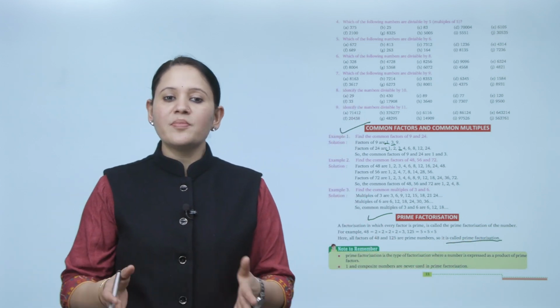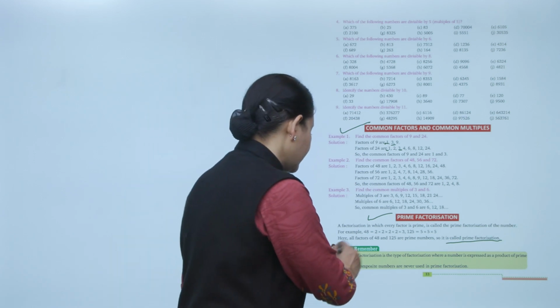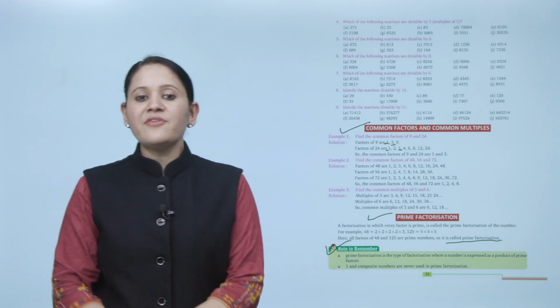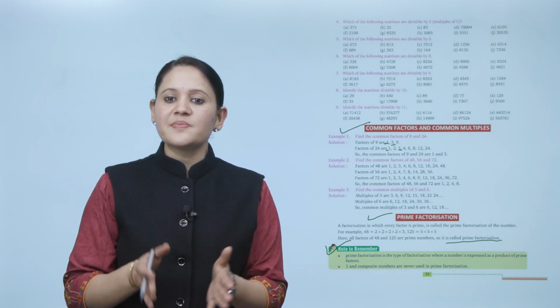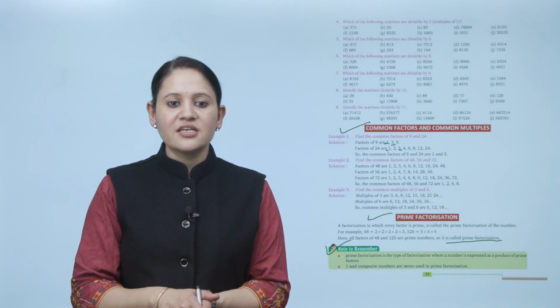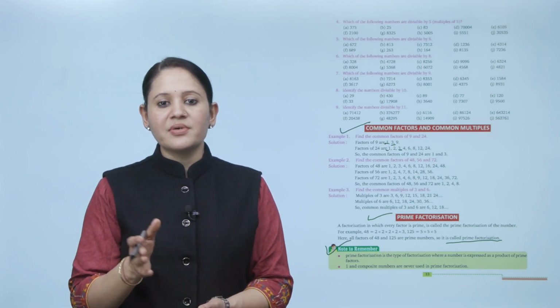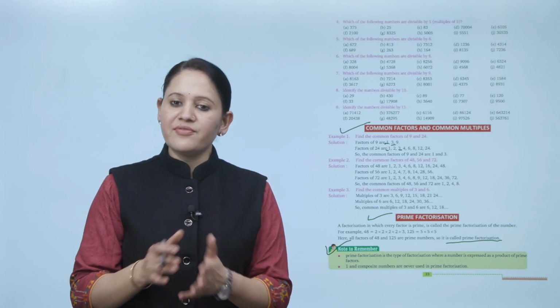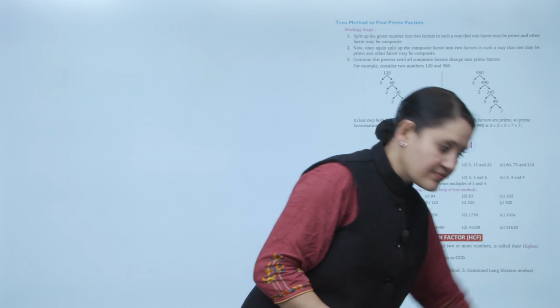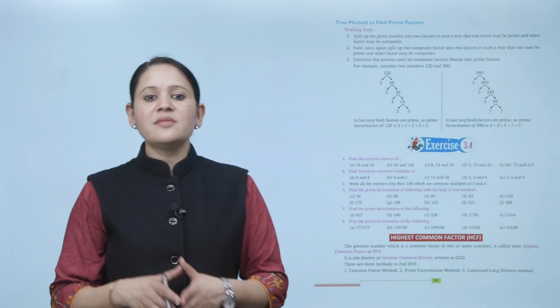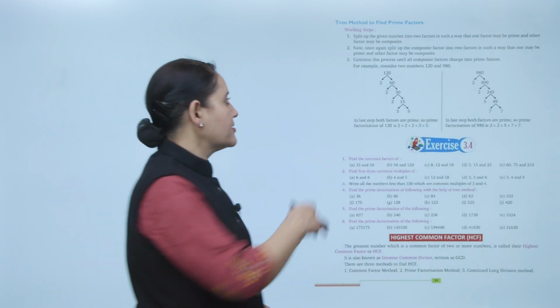Next, note to remember. Prime factorization is the type of factorization where the number is expressed as the product of prime factors. One and composite numbers are never used in prime factorization, only prime numbers are used. Next is the tree method to find prime factors.